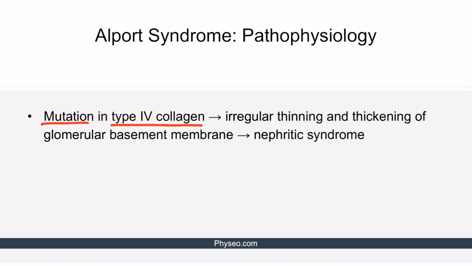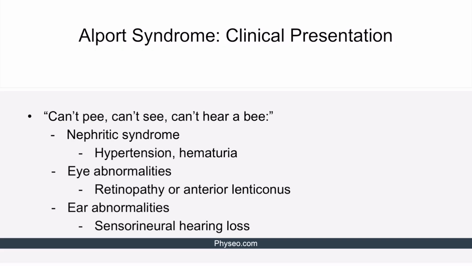This mutation results in irregular thinning and thickening of the glomerular basement membrane, which induces nephritic syndrome. The clinical features of Alport syndrome can be remembered by the mnemonic can't pee, can't see, can't hear a bee. First, these patients have the classic nephritic syndrome with hypertension and hematuria.